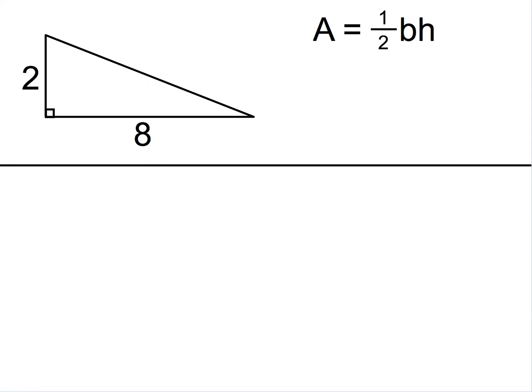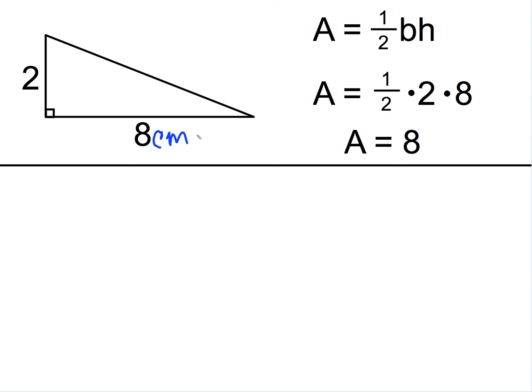So when I plug it in the formula, it doesn't matter what order I plug it in, but I'll just plug in 1/2 times 2 times 8. And now I plug that in the calculator and it comes out to area equals 8. Now if I had units here, I did not add them in, but let's say that this was centimeters. And centimeters, you would want to make sure to clarify that this is 8 centimeters squared.